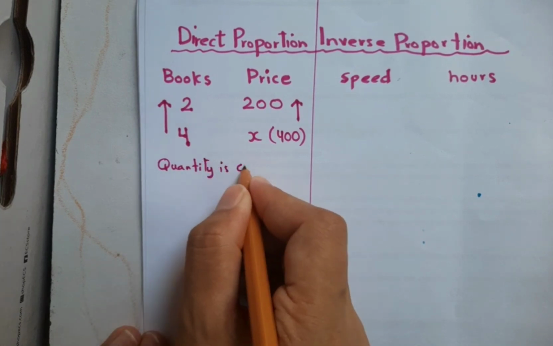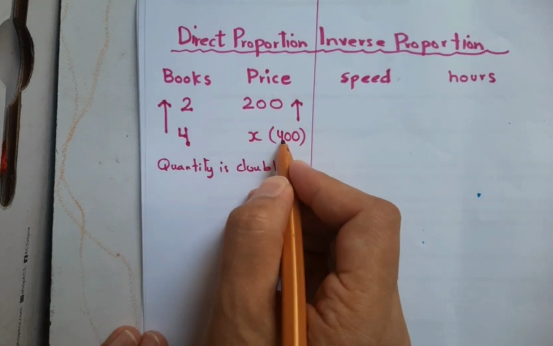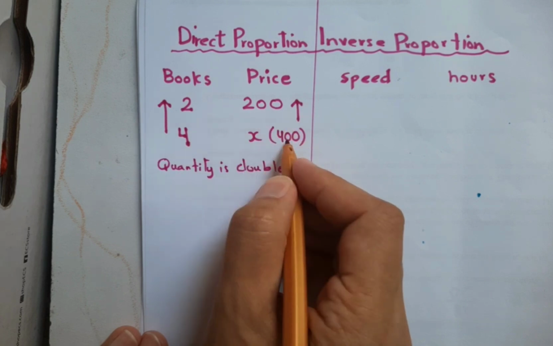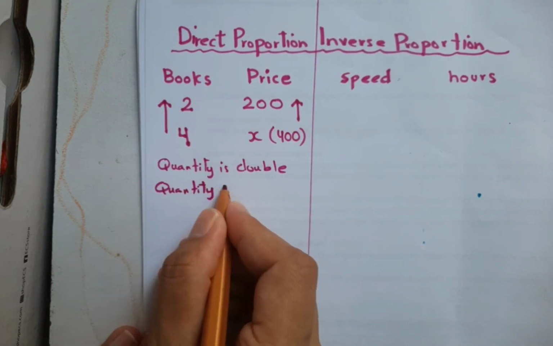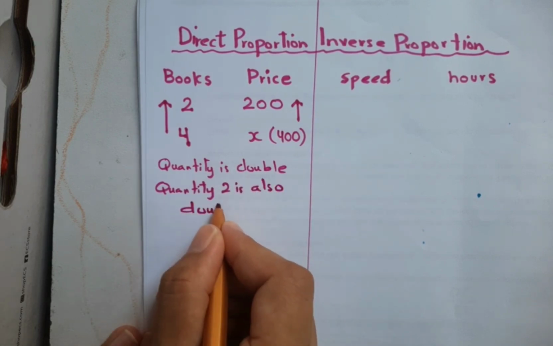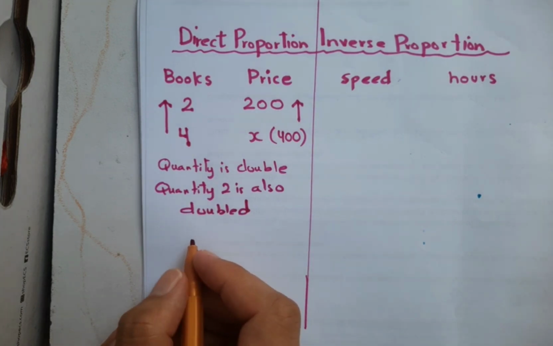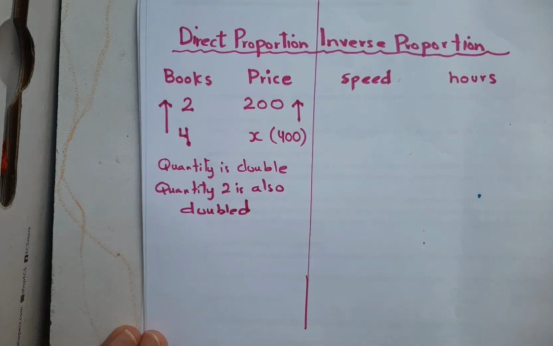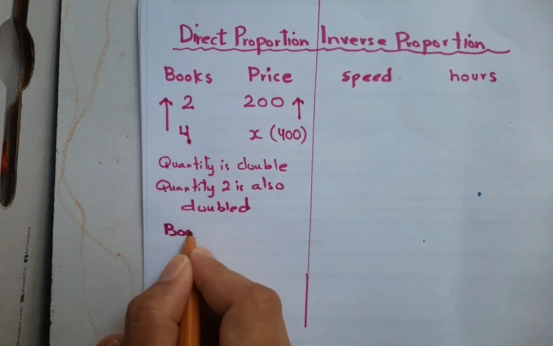But please keep a focus here that you have increased the quantity to double. First there were 2 books, now you increased it to 4, so you have doubled the number of books. So what happened to the price of the books? It also doubled. That means when one quantity is doubled, the price, the other quantity, is also doubled.